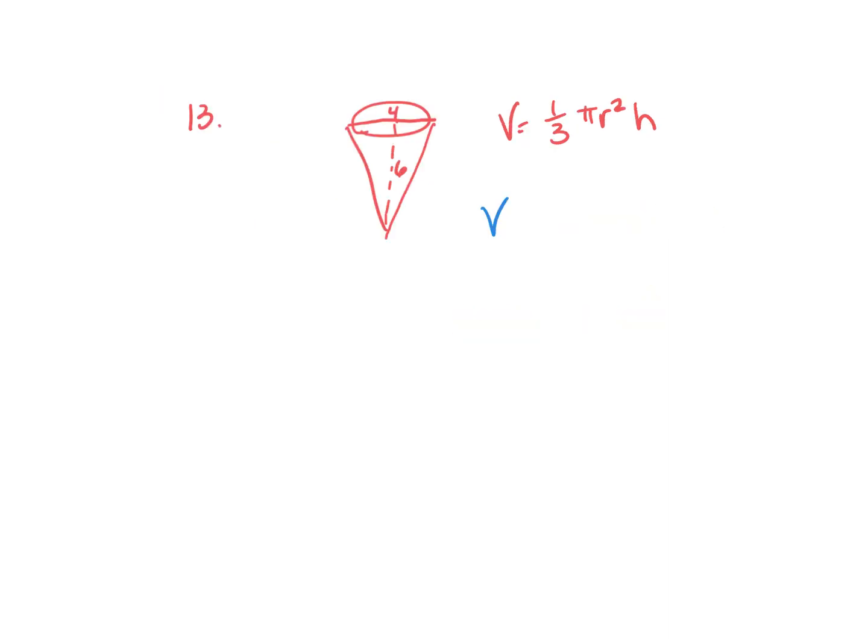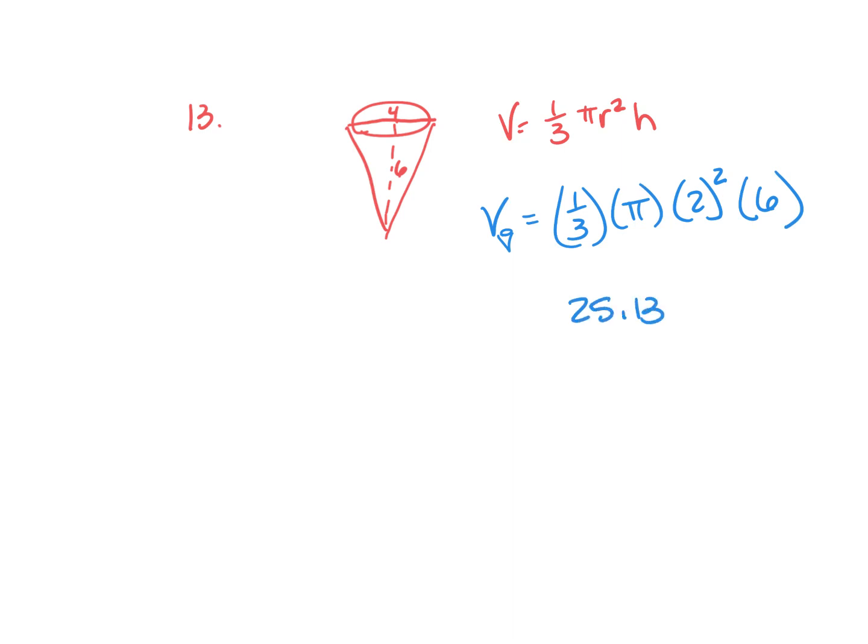Yes. So I've got the formula for a cone is 1/3 pi r squared height. The volume of the cone is 1/3, and put that in parentheses, times pi, put that in parentheses, times 2 squared, because the radius is 2, not 4, times the height, which is 6. And when you put all of that in your calculator, you should get 25.13, and these are yards, so cubic yards.